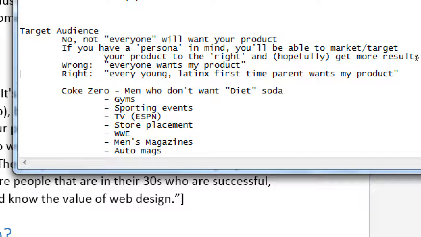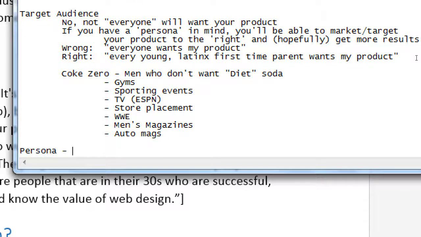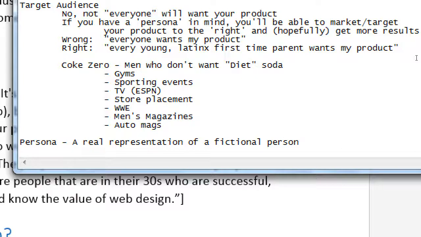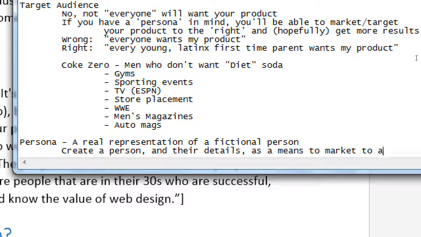Let me get back to the term over here, persona. Persona. A fictional representation, actually backwards, a real representation of a fictional person. Okay, a persona. Big companies use a tactic in marketing where they invent a person, and that's their target audience. So, create a person and their details as a means to market to an audience.